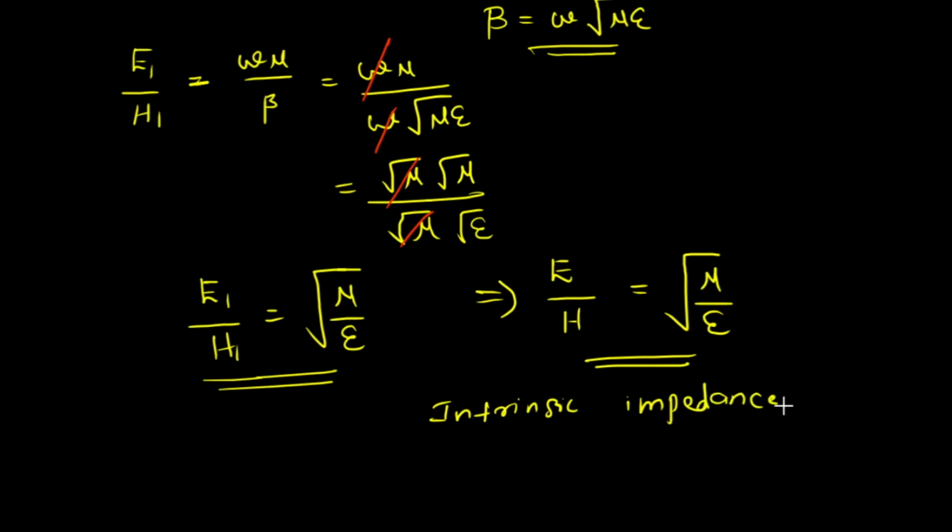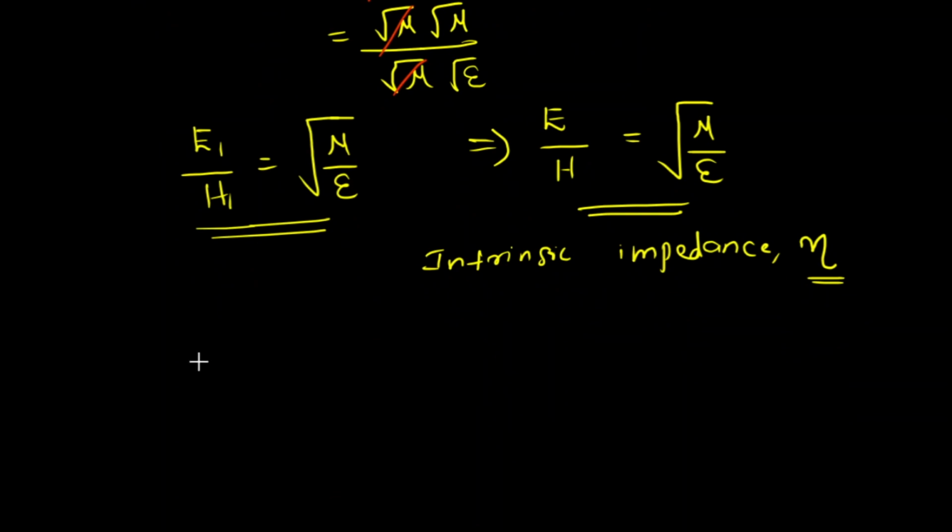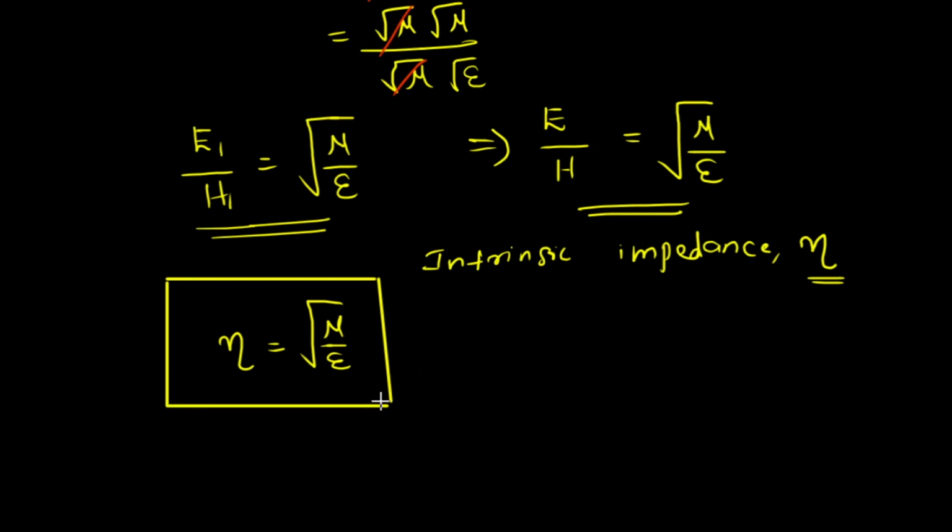There is a new medium parameter given by intrinsic impedance. We use eta to represent it. So the intrinsic impedance eta is square root of mu by epsilon. This is a very important medium parameter. Since it is an impedance, the unit is ohms.